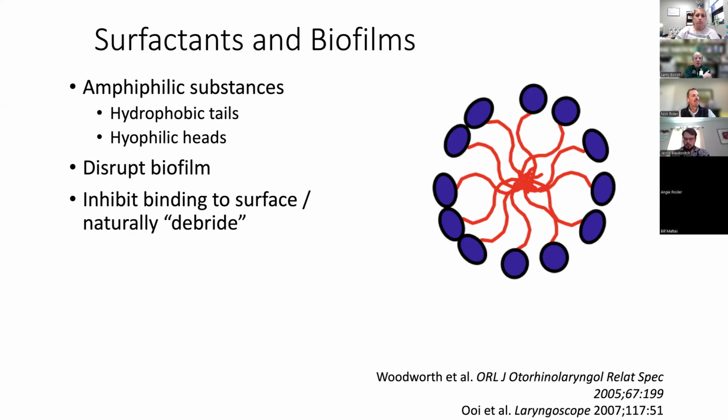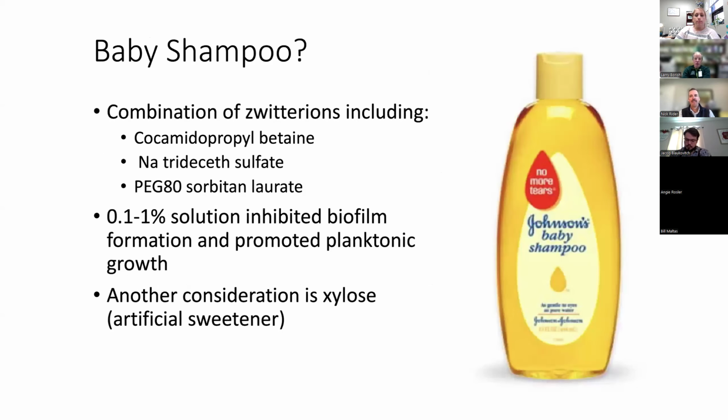So the way we deal with biofilms in the sinuses is with soap, specifically a surfactant. These are substances that naturally debride the biofilm off the surface. And my favorite soap is nothing other than Johnson's baby shampoo. I'm not going to read all this content here, but I'll show you the next slide that it works.